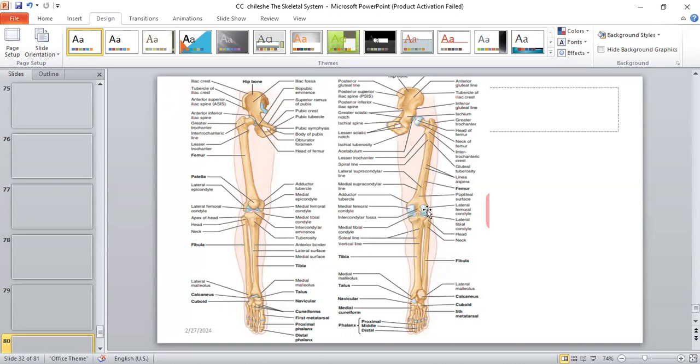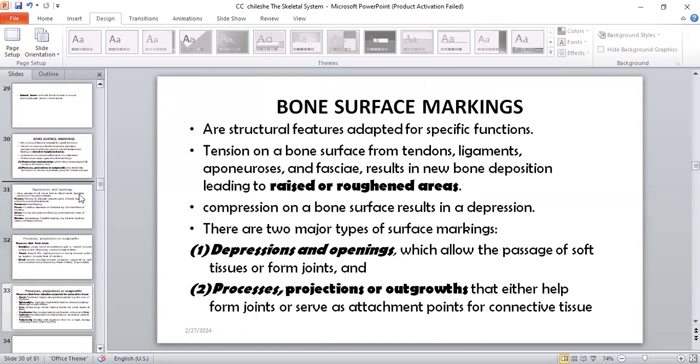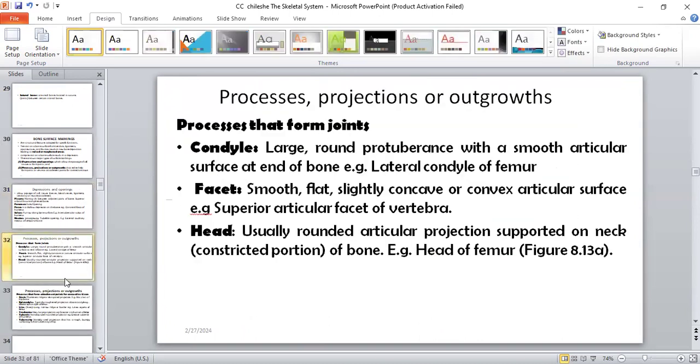Same applies to the epicondyles. Immediately above the condyles, we are going to find the epicondyles. On the lateral aspect, we are going to call it the lateral epicondyle, and on the medial aspect, we are going to call it the medial epicondyle. So those are the condyles and the epicondyles.